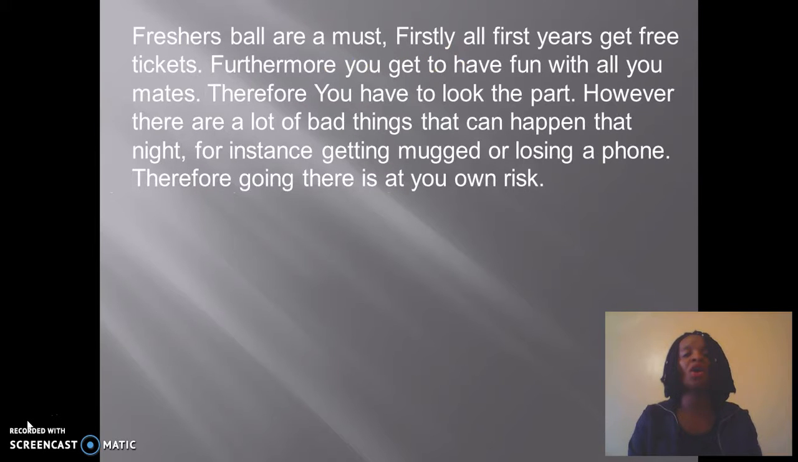With logical connectors, you say: Freshers bowl, I must. All first years get free tickets. Furthermore, you get to have fun with all your mates. Therefore, you have to look the part. There are a lot of bad things that can happen that night. For instance, getting mugged or losing a phone. Therefore, going to the event is at your own risk.